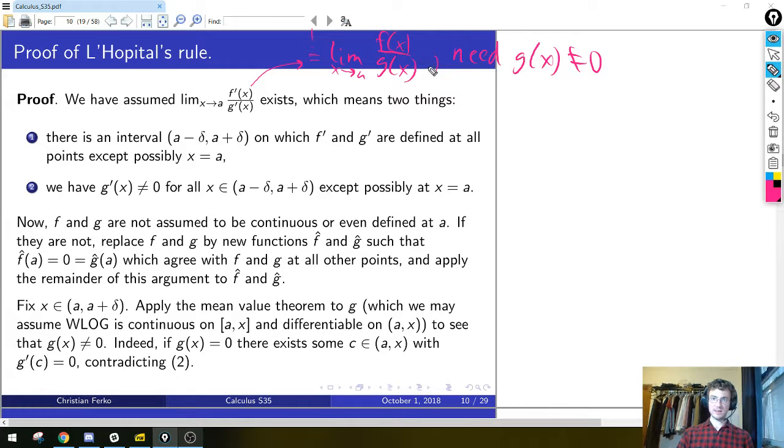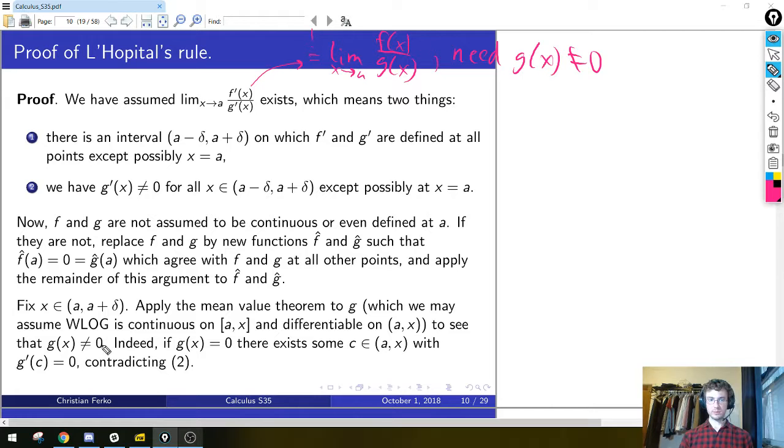So we would have a problem if g hit 0 somewhere on this interval, because then it's not very convincing that the limits could be equal, because this limit blows up at some points. So first I will argue that g is non-zero on this interval, the delta interval. To argue that, you pick a point x, so fix x in this interval from a to a plus delta. And now we suppose by way of contradiction that g of x equals 0 on this interval.